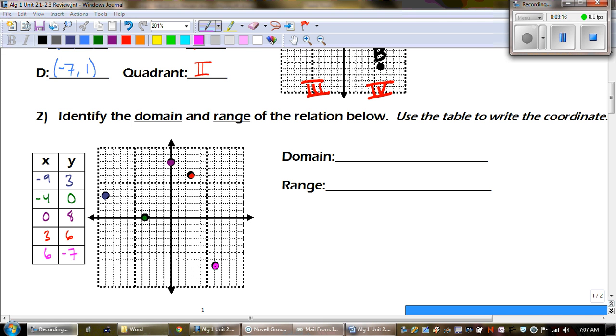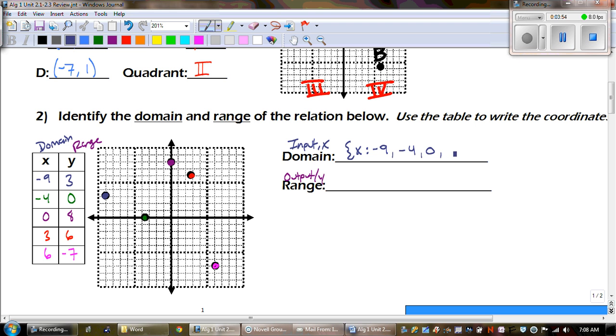Now, remember when it's talking about domain and range, domain is your input, which is your x. So if you want to write here, this is going to be our domain, and then our range is the y. We said that that was your output. Okay, so when we write domain, we're going to put the squigglies and then x. And now we're going to put the numbers in increasing order. So we start with the lowest number, which is -9, then -4, 0, 3, and 6.